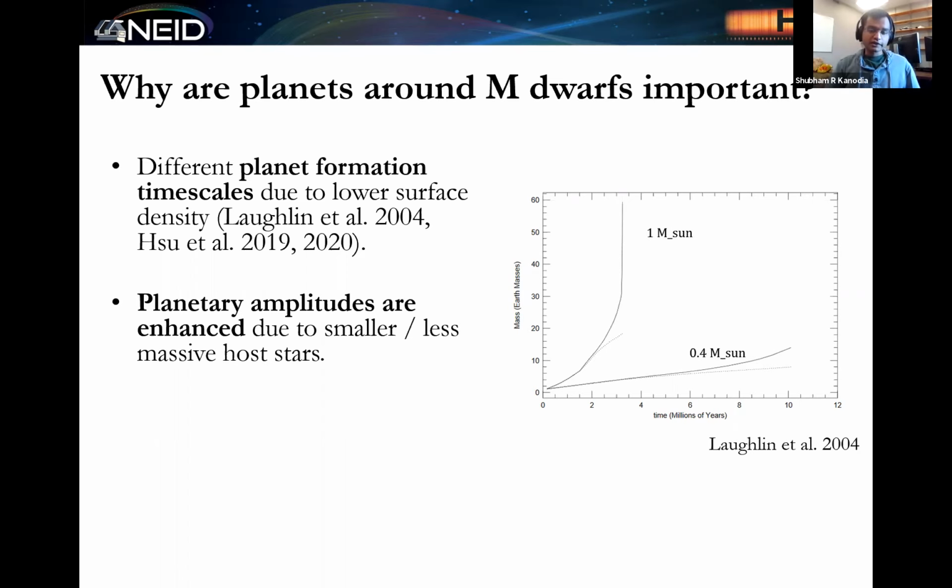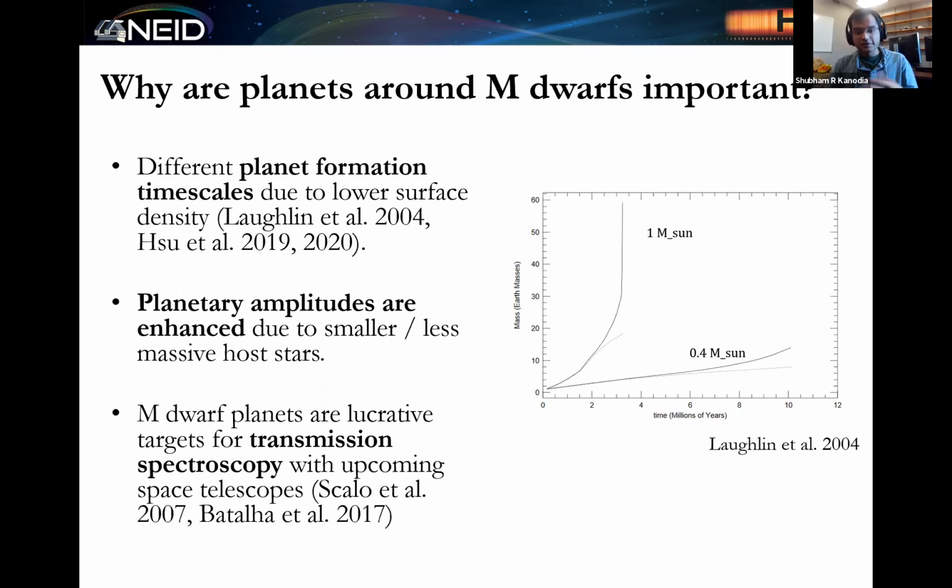The other advantage of finding planets around dwarfs is the planetary amplitude can be enhanced because the stars themselves are, A, smaller, and B, less massive, which makes it easier to find planets, or the signals are enhanced. And this is also manifested when we're trying to find signatures of atoms and molecules in the atmospheres of these planets, because the transmission spectroscopy is relatively easier because the stars are smaller and also redder, which favors the upcoming space-based missions such as James Webb and the next flagships.